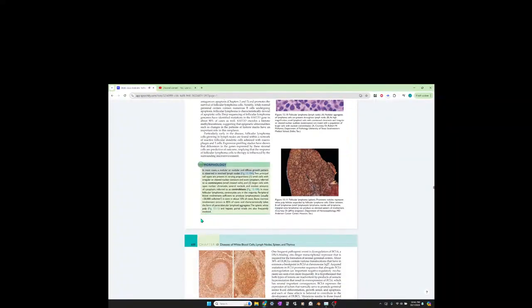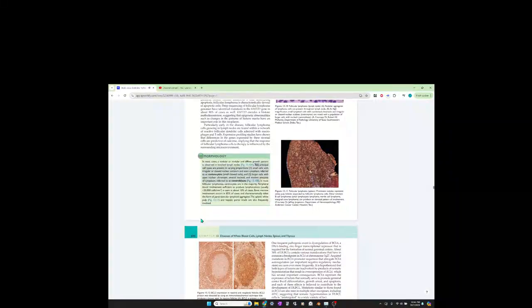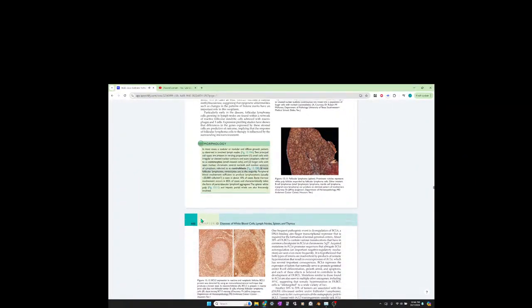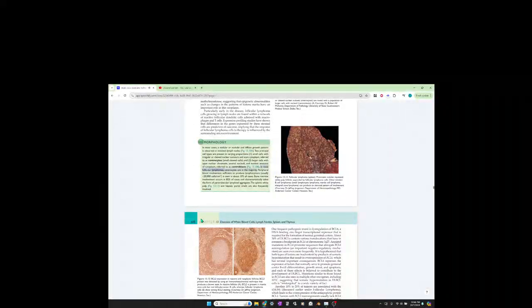Morphology. In most cases, a nodular and diffuse growth pattern is observed in involved lymph nodes. Two principal cell types are present in varying proportions. Small cells with irregular or cleaved nuclear contours and scant cytoplasm, referred to as centrocytes, and larger cells with open nuclear chromatin, several nucleoli, and modest amounts of cytoplasm, referred to as centroblasts. In most follicular lymphomas, centrocytes are in the majority.